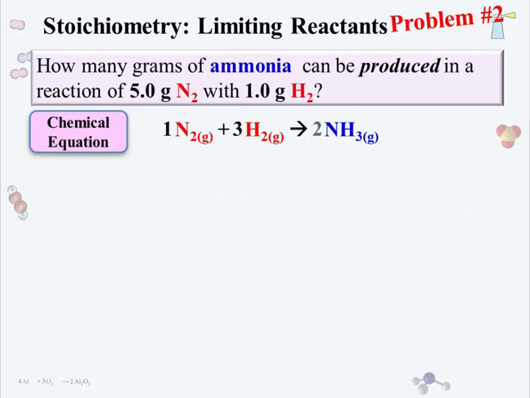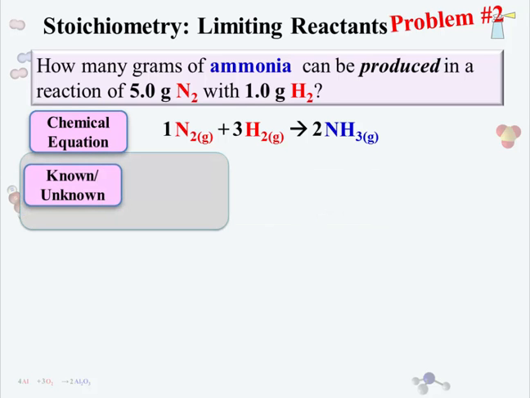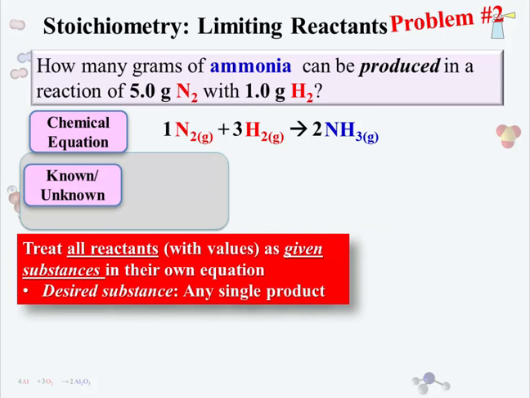Limiting reactant problems are essentially stoichiometry problems. That means balancing the chemical equation. There are 2 element types in this reaction with even numbers of atoms on the reactant and product sides. Step 2 in the process is to get the knowns and unknowns. In all limiting reactant problems, there will be more than one known quantity. There should only be one unknown.